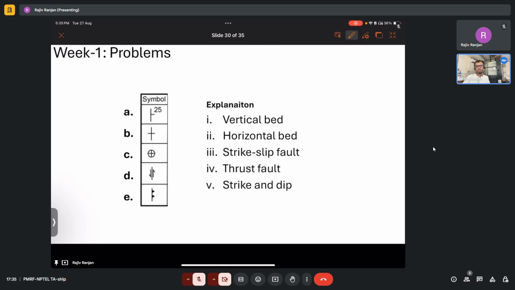This is interesting. It is a match the following question. Try to see, these are the symbols and this is the explanation. So try to match. We give you 30 seconds.